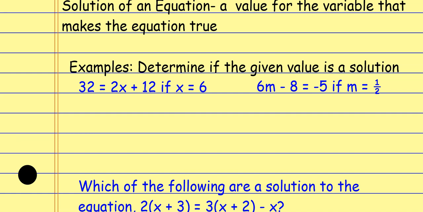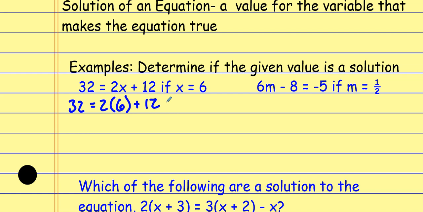For example, if I look at this one, I've got 32 equals 2x plus 12. That is an open equation. I don't know if it's true or false yet, but it gives me an x value to try. It says, hey, try the x value of 6. And remember, whenever you plug things into an equation, use parentheses to plug it in. So I surround that 6 in parentheses. And now I follow order of operations.